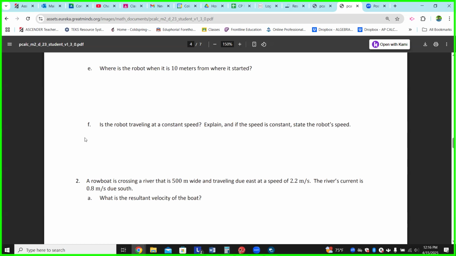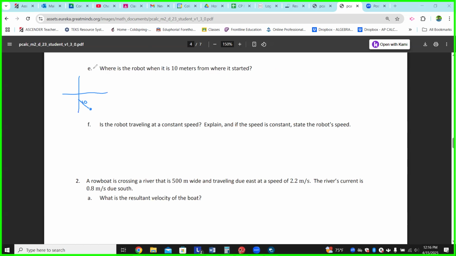All right, so in part E, it says, where's the robot when it is 10 meters from where it started? So what is the 10 meters going to represent in total? The distance, right? So I'm just going to give you a sketch here. So here's where my original dot was. I want to know at what time am I 10 meters away? So to do that, I kind of need to find out what the distance of the vector is to begin with.